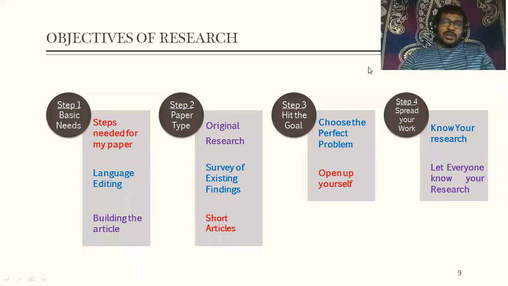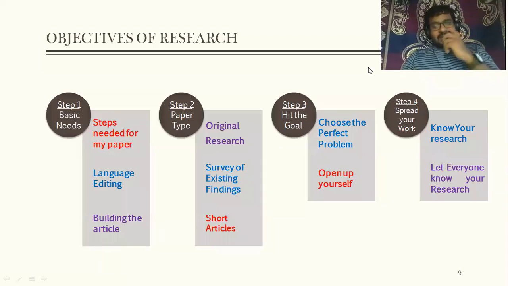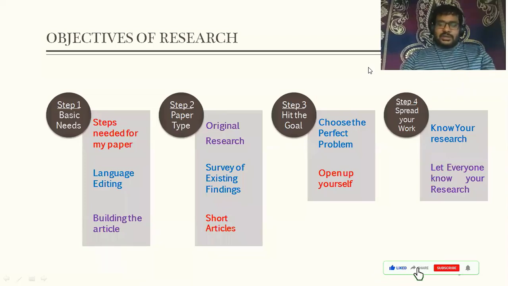But until you open up, even after publishing the paper, few people are there, they don't know how to disseminate that knowledge to the outside world. That is a very big problem, because until you publicize the thing, up to that moment, you are not going to get that much information about your work. What is the value of your work? And the last is spread your work. Know your research. First, you need to know what you are doing. The second one, let everyone know your research, which nowadays is social media, publishers, everything.